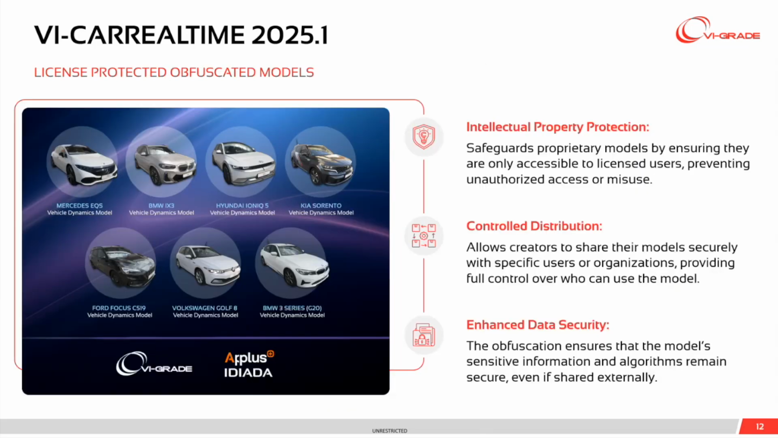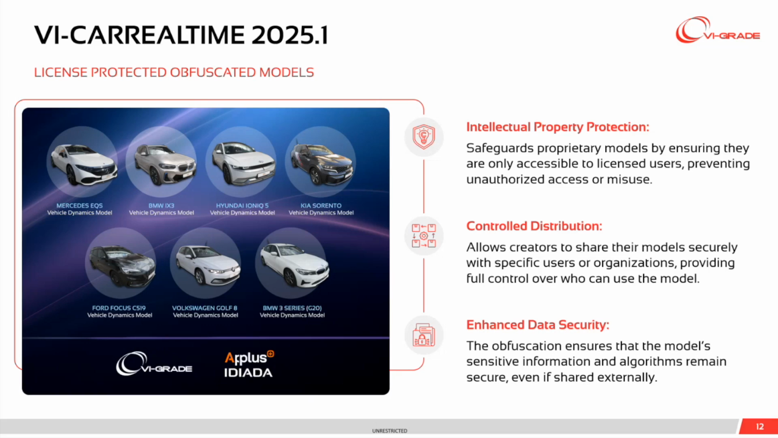Finally, jumping on a slightly different topic, I would like to talk about a new feature that we recently introduced in this VI-CarRealTime version that addresses the important subject of intellectual property protection. VI-CarRealTime now allows to generate and execute obfuscated models with license protection. While data security was already ensured through model and property file obfuscation in earlier versions, it is now possible to add also license protection that offers additional benefits, of course.